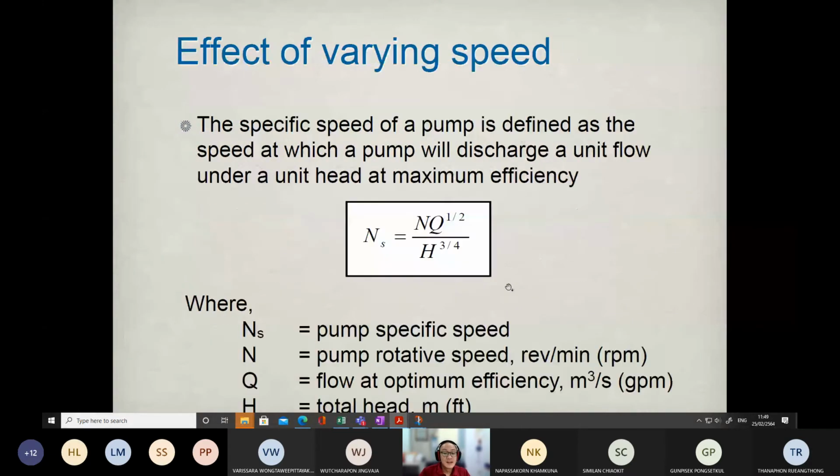But as I mentioned, this value may not be very useful, but if you just want to compare various types of pumps, comparison between the pump specific speeds of each pump is okay. But in terms of pump selection, this may not be very useful.